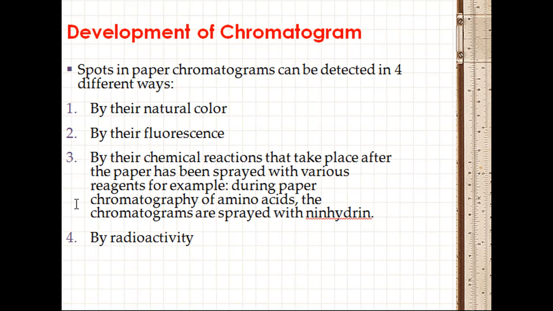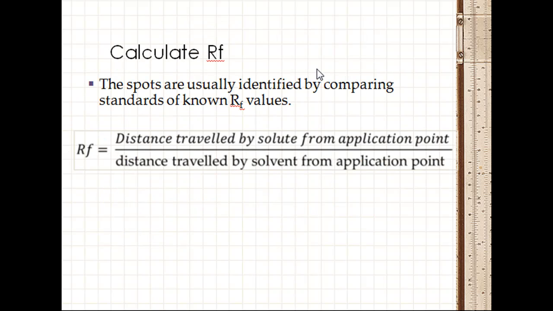Once the chromatography has run, spots in the paper chromatogram can be detected in four different ways: by their natural color, by their fluorescence, by their chemical reactions that take place after the paper has been sprayed with various reagents, or by radioactivity. Spots are usually identified by comparing with standards of known Rf value, and Rf value can be calculated by using this formula.